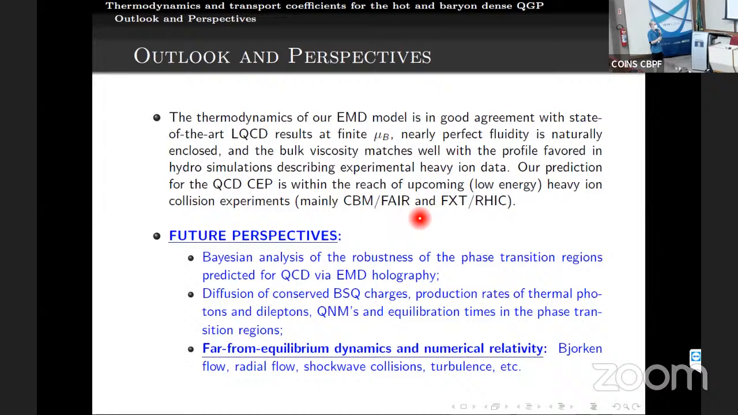Okay. And some future perspectives: we are now conducting a Bayesian analysis of the robustness of the phase transition regions predicted for QCD using the EMD class of holographic models. We are planning to calculate the diffusion of conserved baryon, strangeness and electric charges, the production rates of thermal photons and leptons, the spectrum of quasinormal modes and the associated equilibration times in the phase transition regions. And as a long-term project, we also plan to calculate far-from-equilibrium dynamics using numerical relativity.